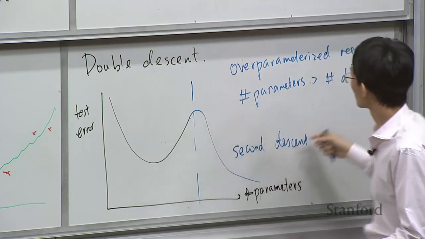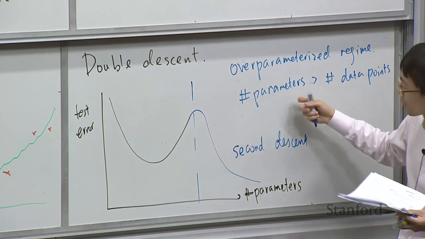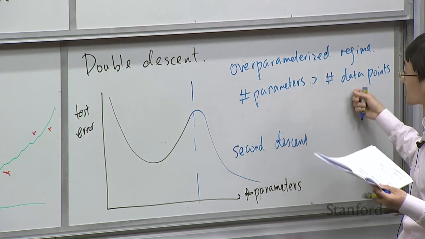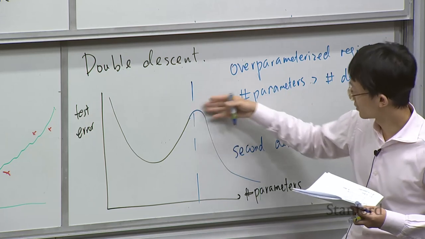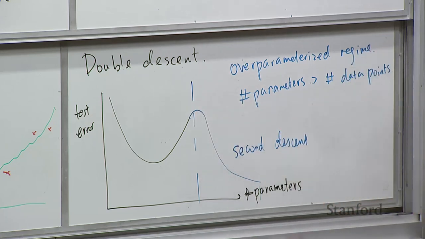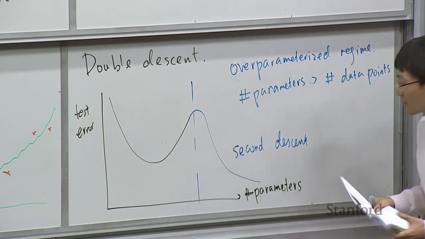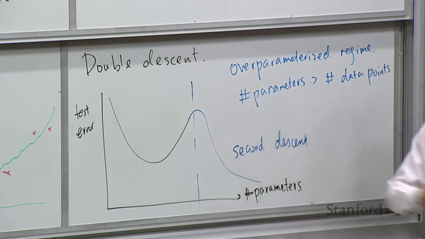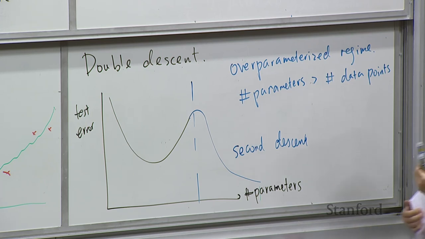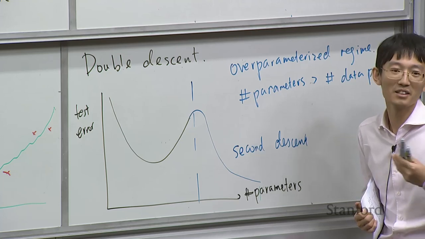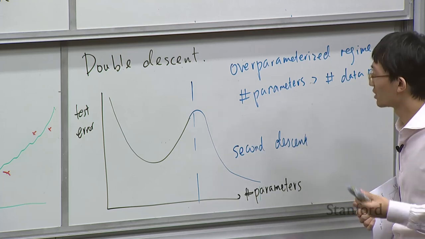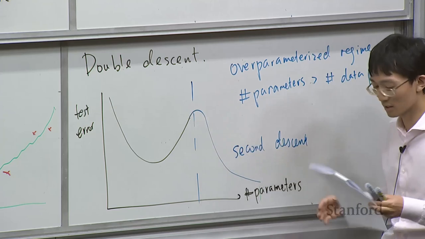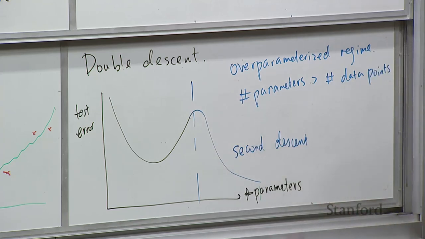But it turns out that if you make it even more extreme, you make the number of parameters bigger than the number of data points, you may actually, not in all cases, but in some cases, I shouldn't say some cases, like in many cases, I'm not sure how to quantify this, but at least in a lot of cases, you will see a second descent. So that's the striking thing.